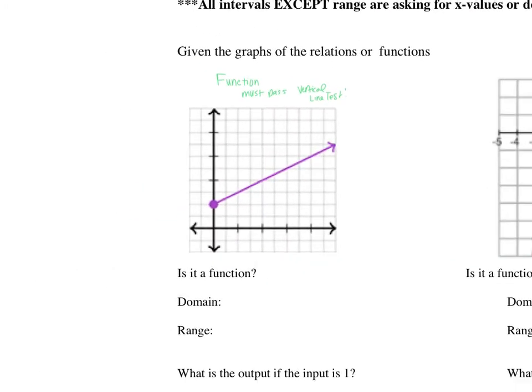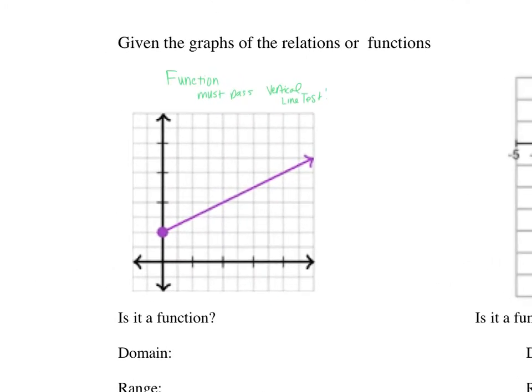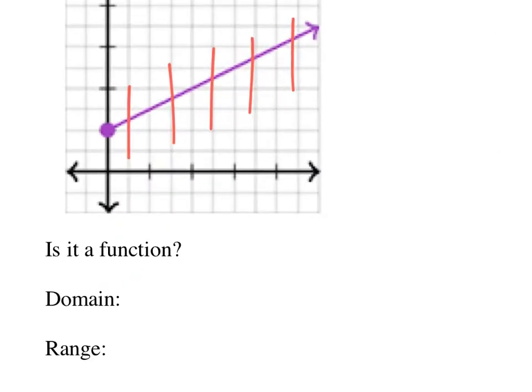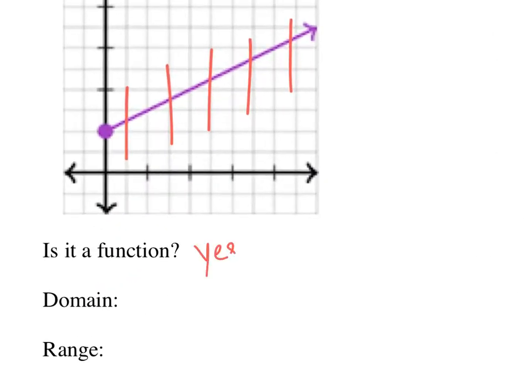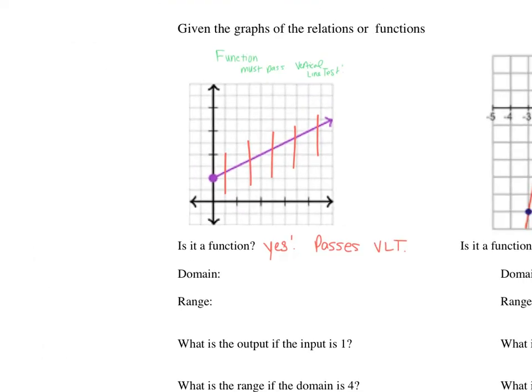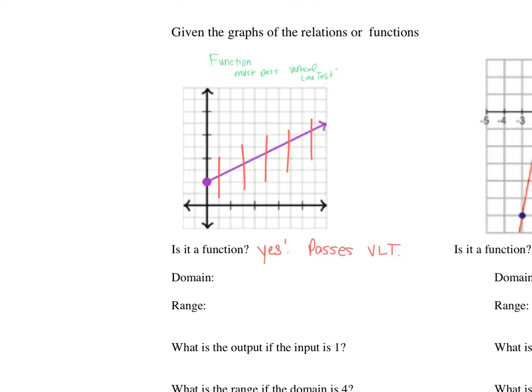So, for the first image, we're going to draw on some vertical lines and see if it passes the vertical line test. It works so far. It works again, works again, works again, and works again. Yes, this is a function. It passes the vertical line test. You can abbreviate vertical line test to VLT. Domain. I'm going to erase my lines that I drew in.